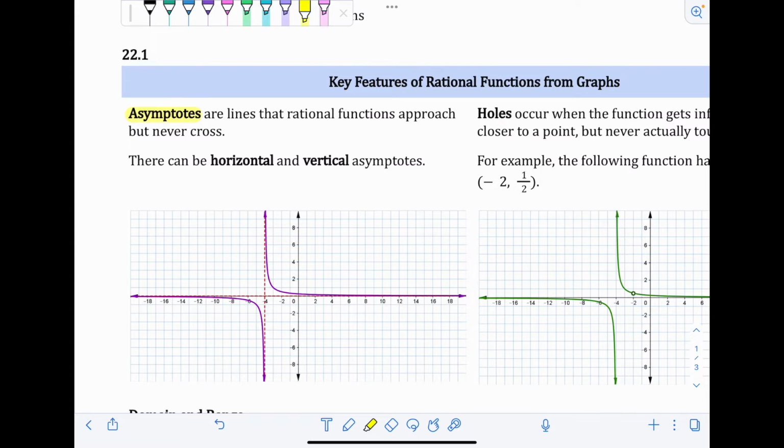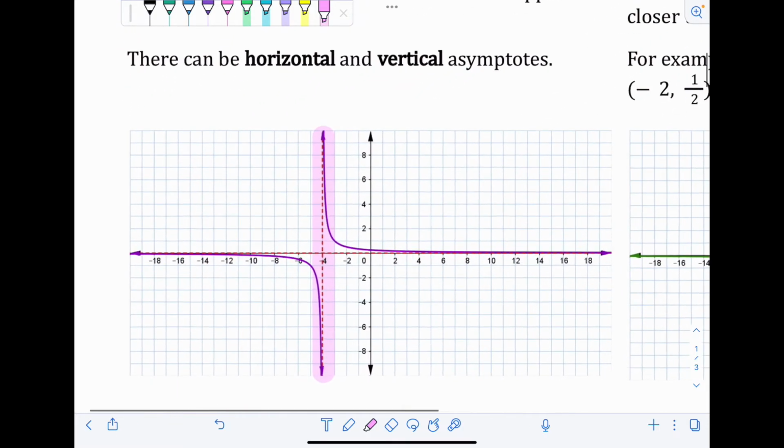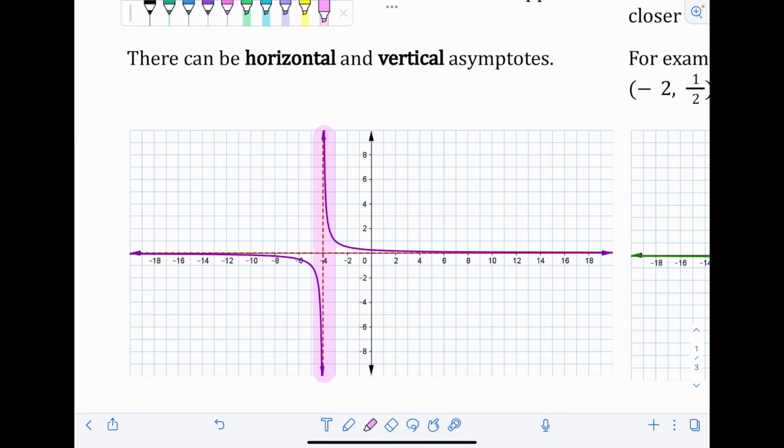If we look at the graph right here, there are those two red dotted lines. Those are not technically part of the graph. They're drawn in to help us see what the asymptotes are. If you were to put the function in a graphing calculator, these two red dotted lines would not actually pop up. They're just to show that the actual function, the purple curved lines, will approach them, but never actually cross them or touch them.